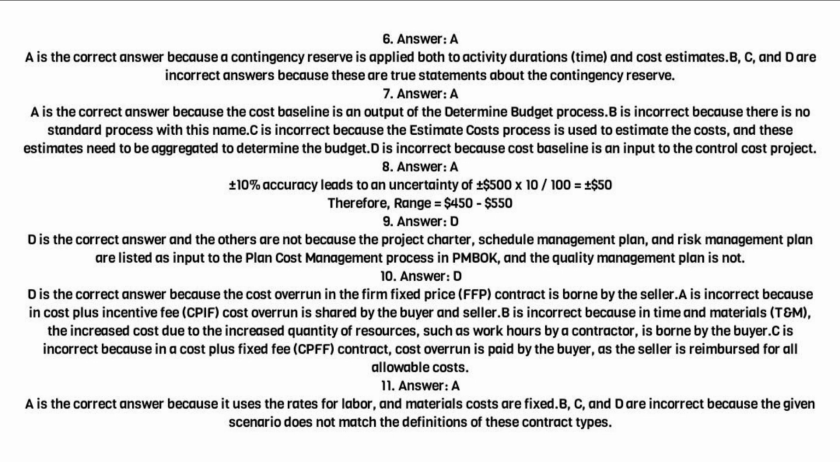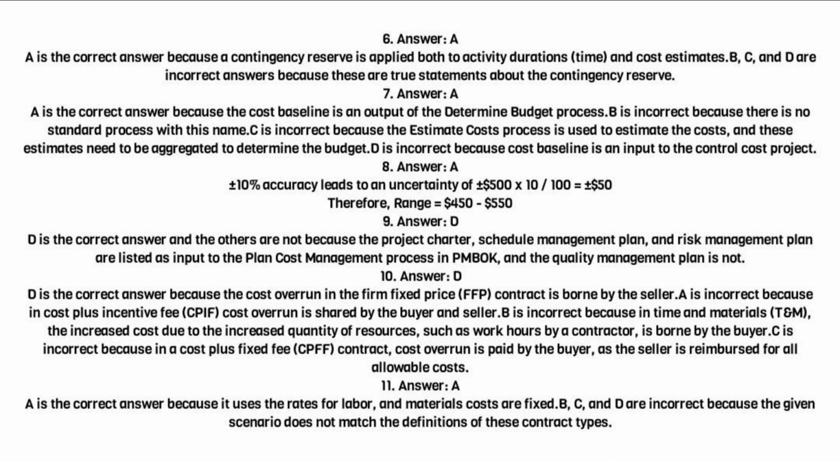7. Answer A. A is the correct answer because the cost baseline is an output of the determine budget process. B is incorrect because there is no standard process with this name. C is incorrect because the estimate costs process is used to estimate the costs, and these estimates need to be aggregated to determine the budget. D is incorrect because cost baseline is an input to the control costs process.